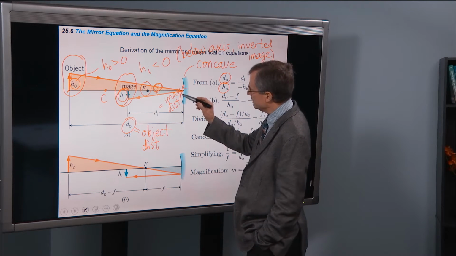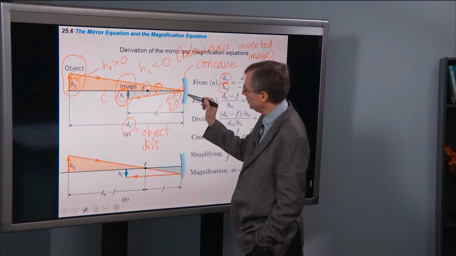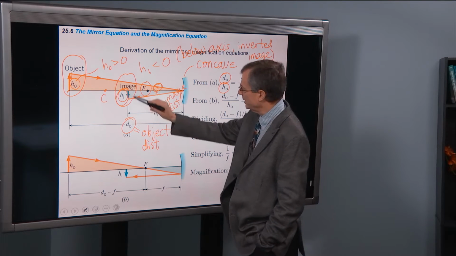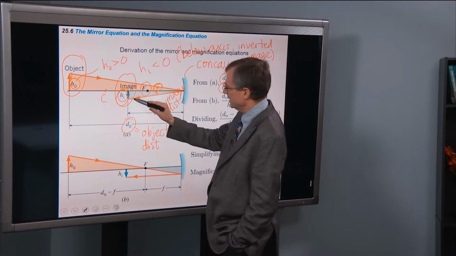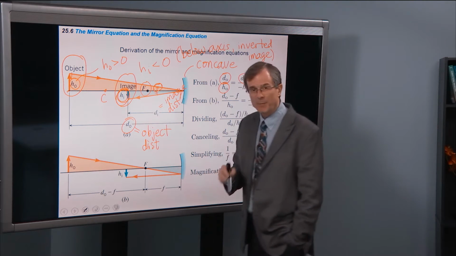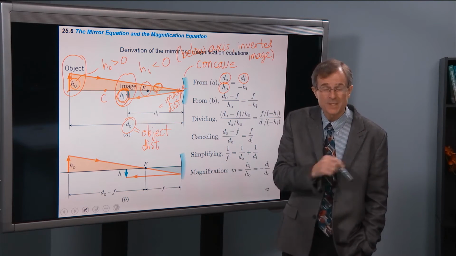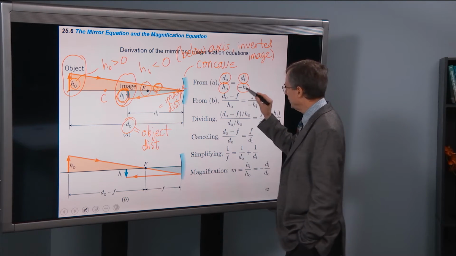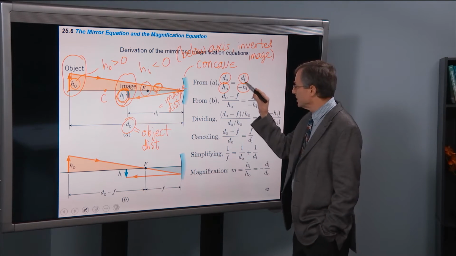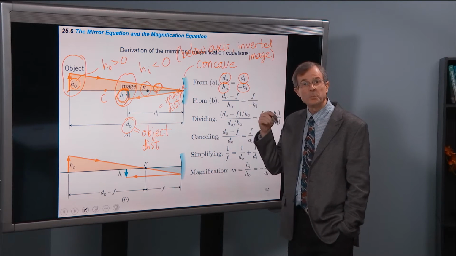The side adjacent for this blue colored triangle is the distance between here and here. Well, that's d sub i. The side opposite is minus h sub i. Remembering that h sub i itself is a negative number, then we're going to put a minus sign in front of h sub i, so this quantity in the denominator will be positive.